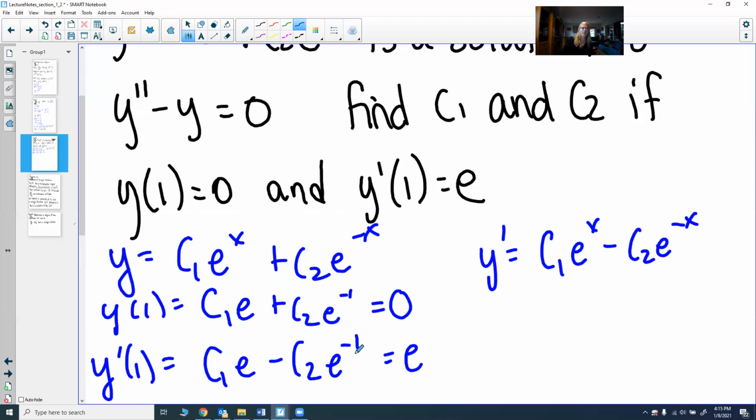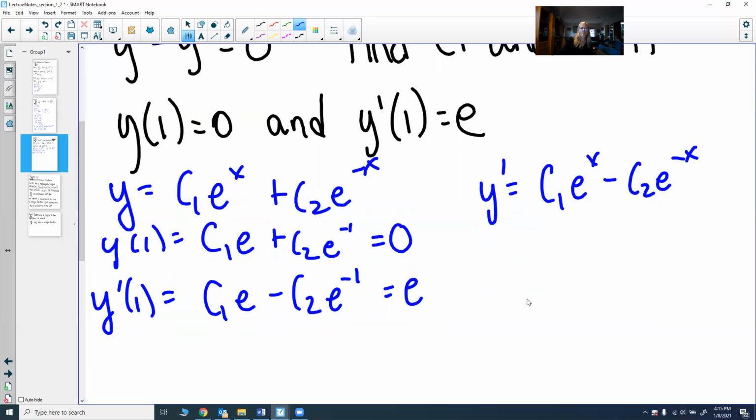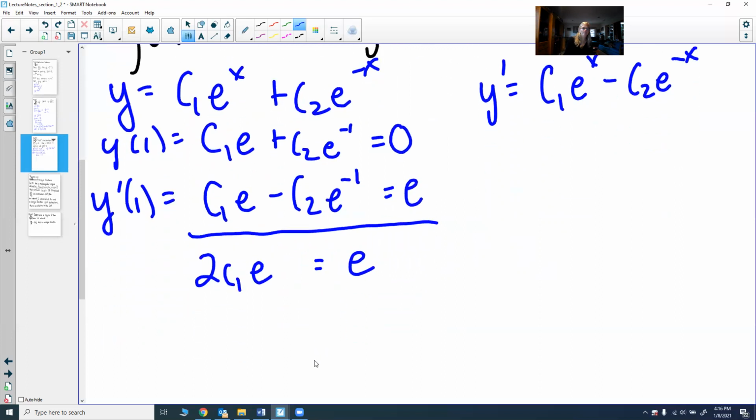All right. So now I notice I have 2 equations and 2 unknowns. So this is just a system of equations I can solve. You can solve it any way you want. If you want to use substitution, elimination, or your calculator, whatever way you want to do. I notice if I add these 2 equations together, I get 2c1e is equal to e. And these 2 terms cancel out. So that tells me that c1 is equal to 1/2. If you solve this with substitution, you'd get an equivalent c1, but you might have to do a little bit of work to it to get to this answer.